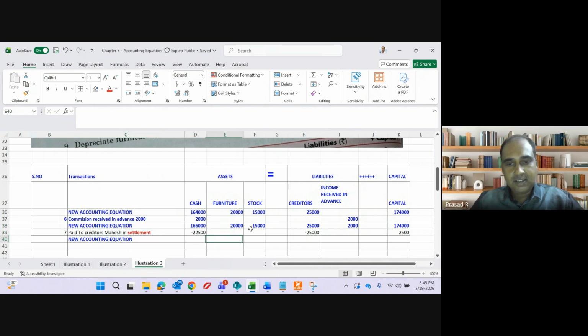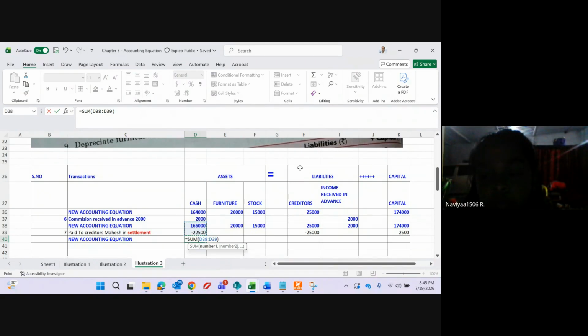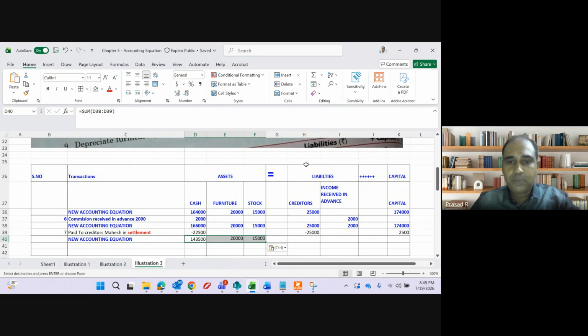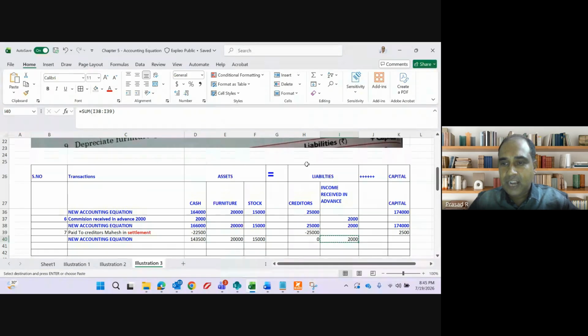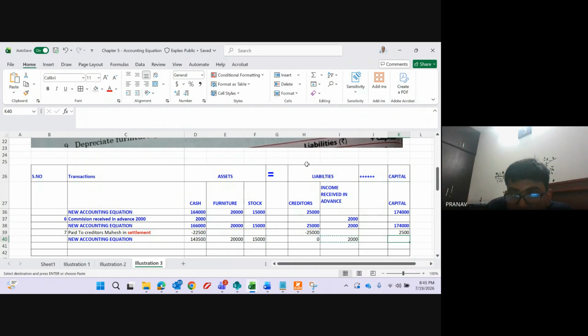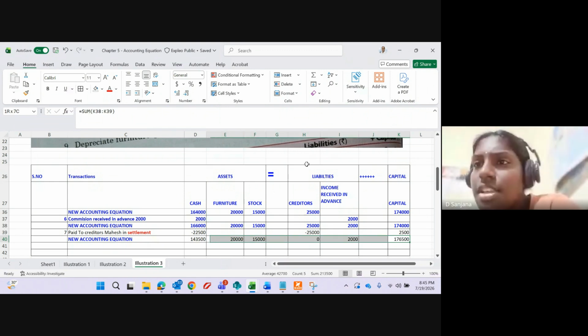Now help me with the new accounting equation. 1,66,000 minus 22,500. How much will it come? Quickly, guys. 1,43,500. Fantastic. Remaining amounts remain unchanged. My creditor will become how much? 0. Income received in advance will remain the same. How much is my capital now? 1,78,500. 78,500 or 76,500?